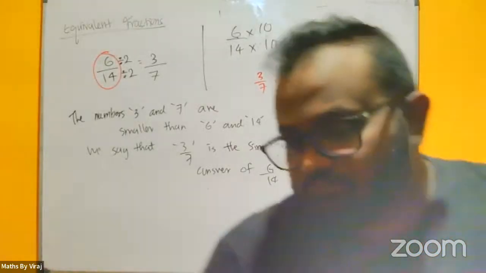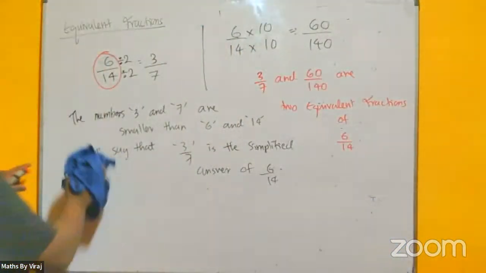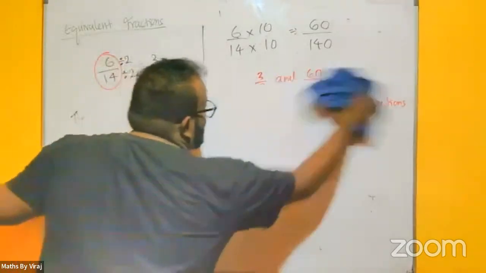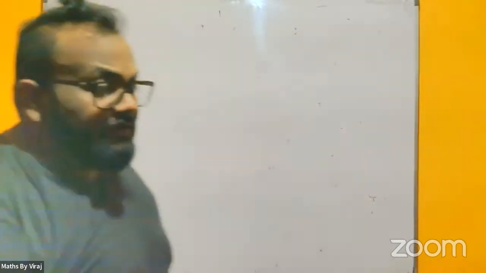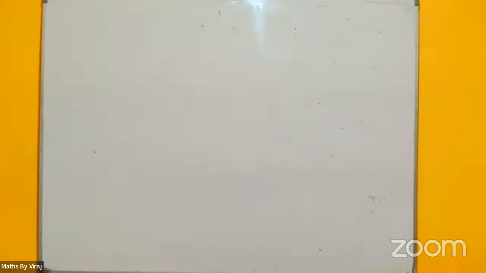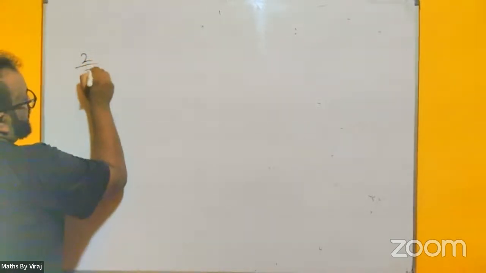Right. So, this is what equivalent fractions are all about. Now, what if we were supposed to find, very simple, 2 upon 7.